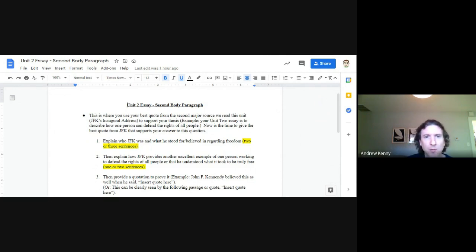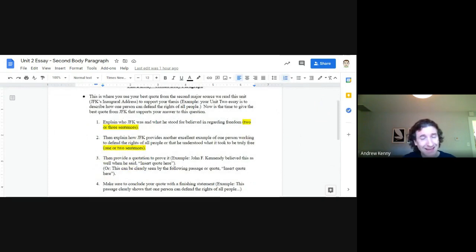So talk about, again, number one, two or three sentences: who was JFK and what did he believe in regarding freedom? Done. Number two, then explain that JFK is another great example of a person who worked to defend the rights of all people, who understood what it took to be free. Kind of like what we did for FDR, but now you're using JFK. I would say it like this: JFK provides another incredibly important example of somebody who understood what it took to be free, or somebody who understood that you had to work to fight for the rights of people who couldn't fight for themselves. Good. So that's one or two sentences. Once you have step one done and step two done, you already have four sentences. So you've talked about JFK, what he believes in freedom, and then you explain that JFK is a great example of somebody who fights for freedom, right?